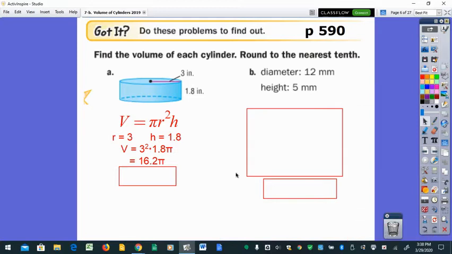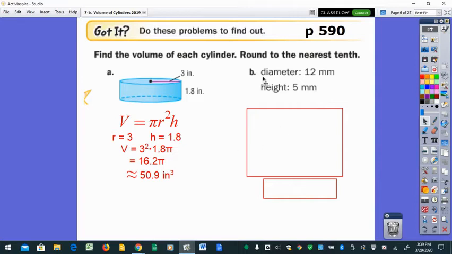And I'm going to stop for a second. That's my exact answer. Now, when I take the 16.2 and multiply by the pi button, or 3.14, it's now going to be an approximate answer, and it's about 50.9 inches cubed. Did you remember to put your units? Did you remember to put to the third power?